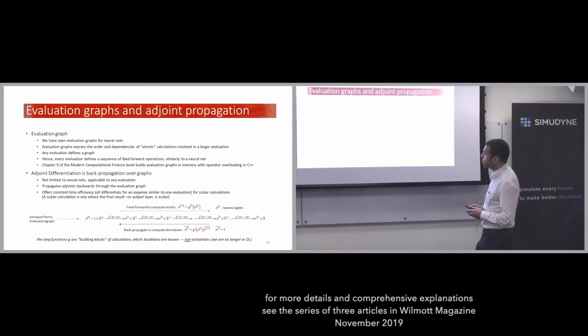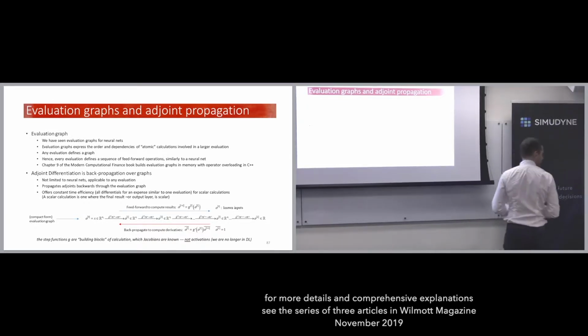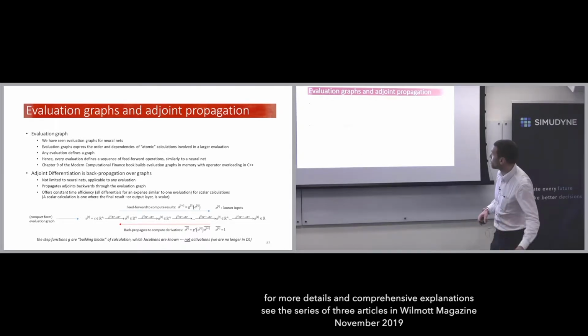So it means that every evaluation defines a sequence of feed-forward operations similarly to a neural net. I have a chapter in the book, chapter 9, that actually shows you some toy code that helps you concretely build an evaluation graph in memory with operator overloading in C++. But conceptually, any evaluation defines a calculation graph.